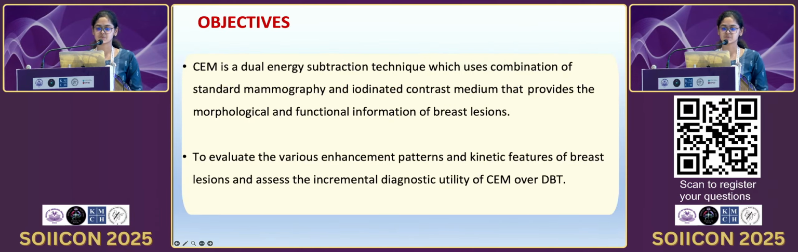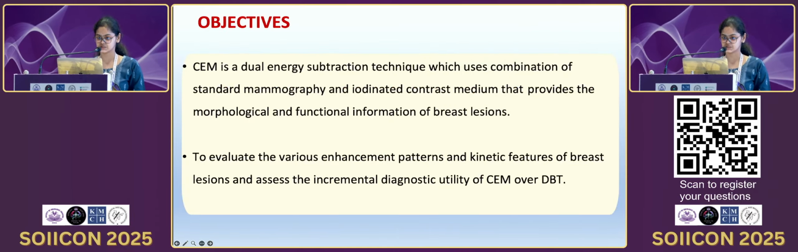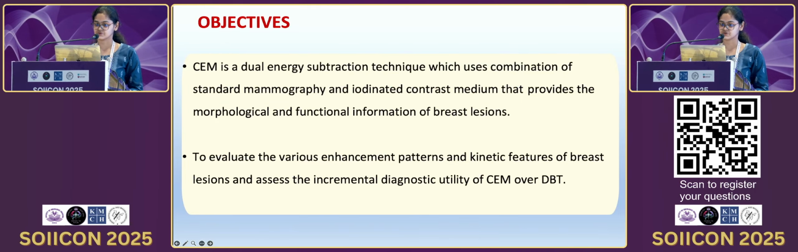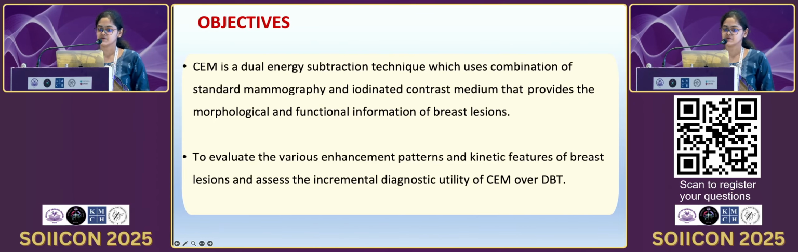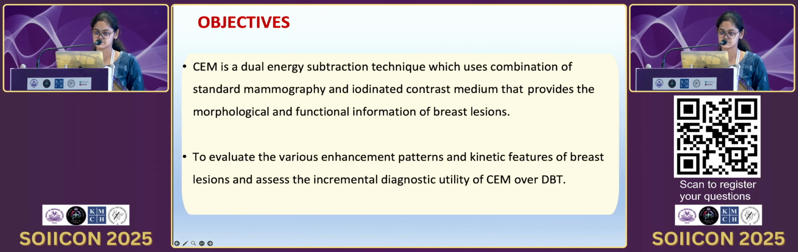Contrast-enhanced mammography is a dual energy subtraction technique which uses both standard mammography and iodinated contrast medium, providing morphological and functional information of breast lesions. The prime objective of my study was to evaluate the various enhancement patterns and kinetic features of the breast lesions, both malignant and benign, and assess the incremental diagnostic utility of contrast-enhanced mammography over digital breast tomosynthesis.